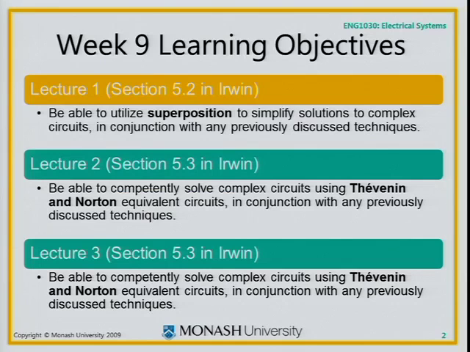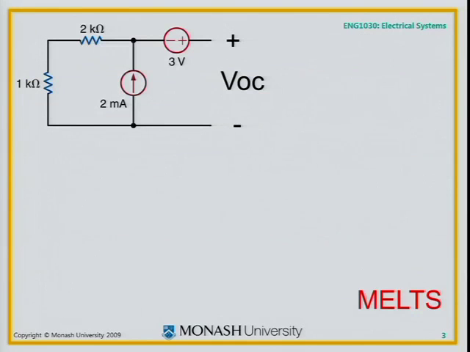We're going to talk about Thevenin's theorem today, but before we do, there's that question on melts. I want you to find the voltage VOC. At the moment, nothing to do with Thevenin. We'll see what it has to do with Thevenin later, but for the moment, a little bit of circuit analysis on a reasonably simple circuit. What is the voltage VOC?